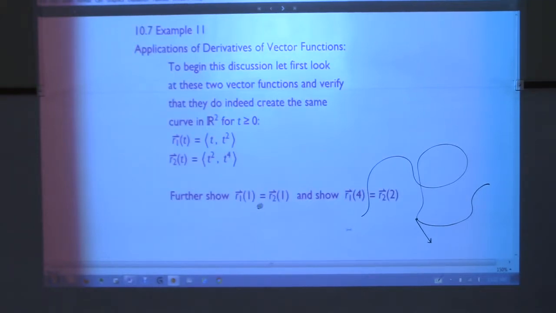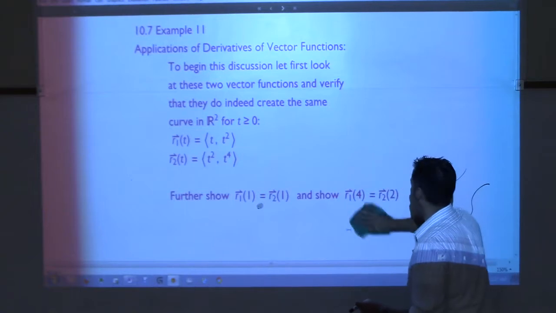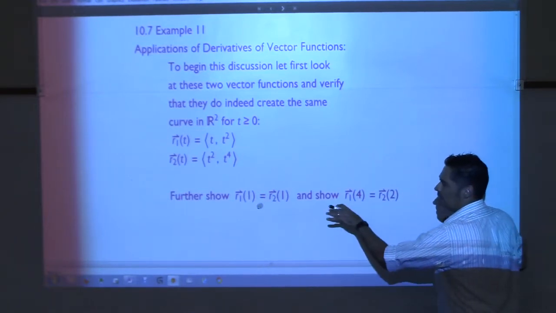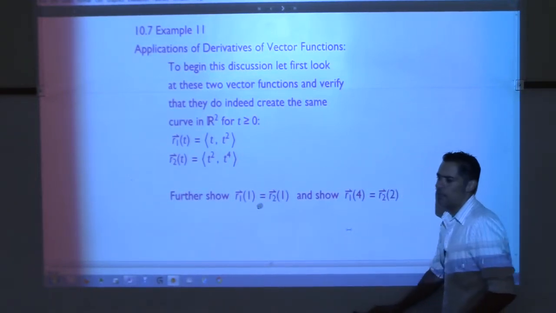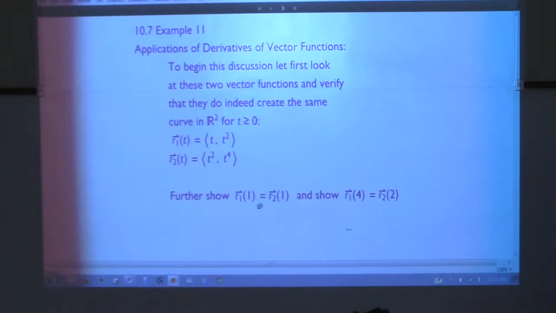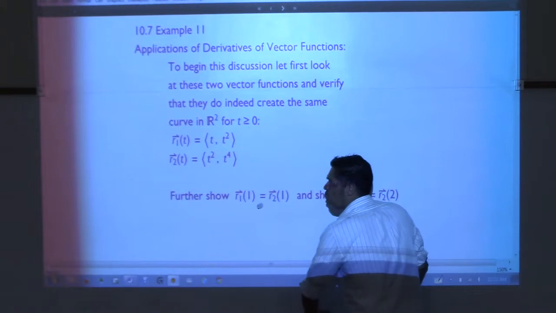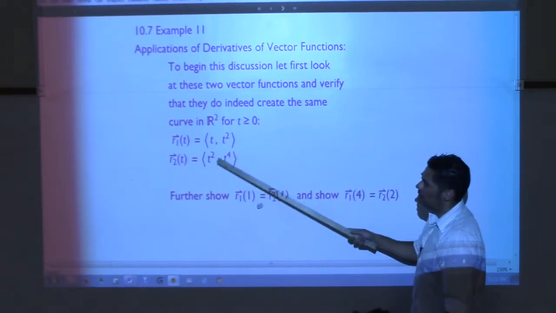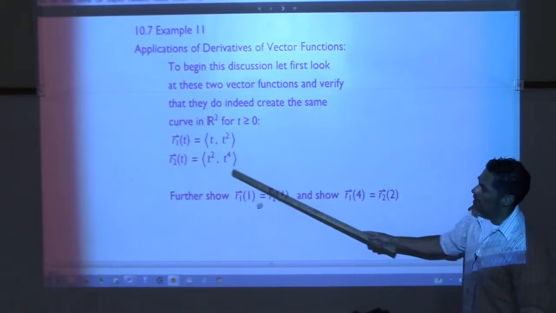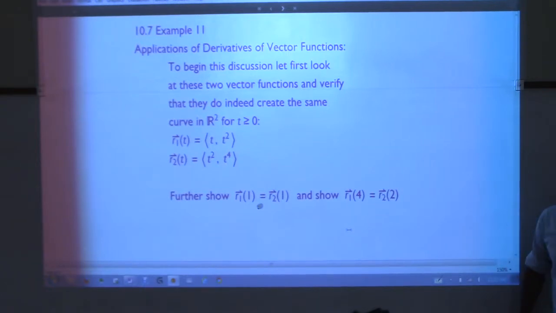So what I'm going to do here is I'm not going to follow my notes exactly the way they are here because it'll take too much time. I want to cut back on the time for this particular demonstration. But I have defined two different vector functions, r1 and r2, okay? Here they are, t squared and t squared t to the fourth. And I claim right now that they will draw the exact same curve. They draw the exact same thing.